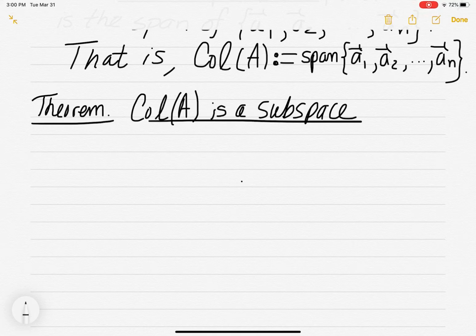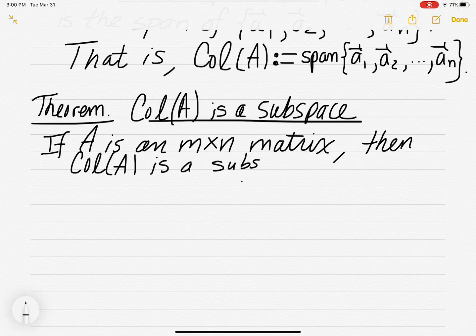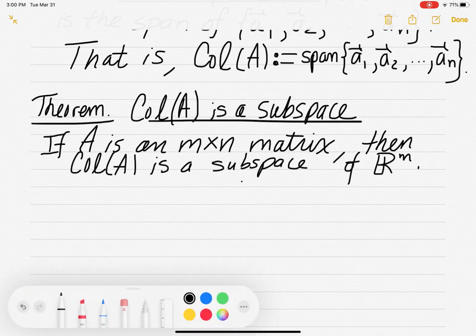Now let's actually prove this. So the statement's going to go: if A is an m by n matrix, then the col of A, the column space of A, is a subspace of Rm. All right, let's prove that. We're going to use the subspace test.